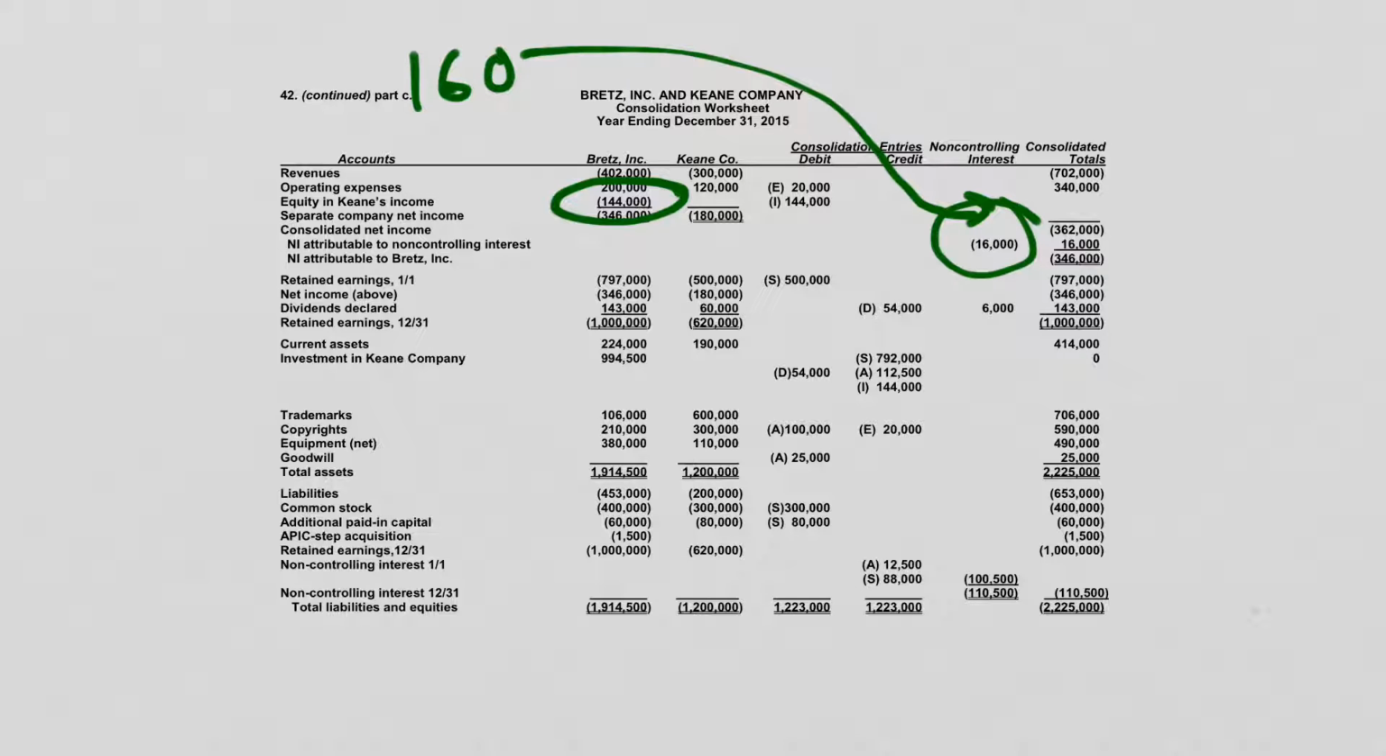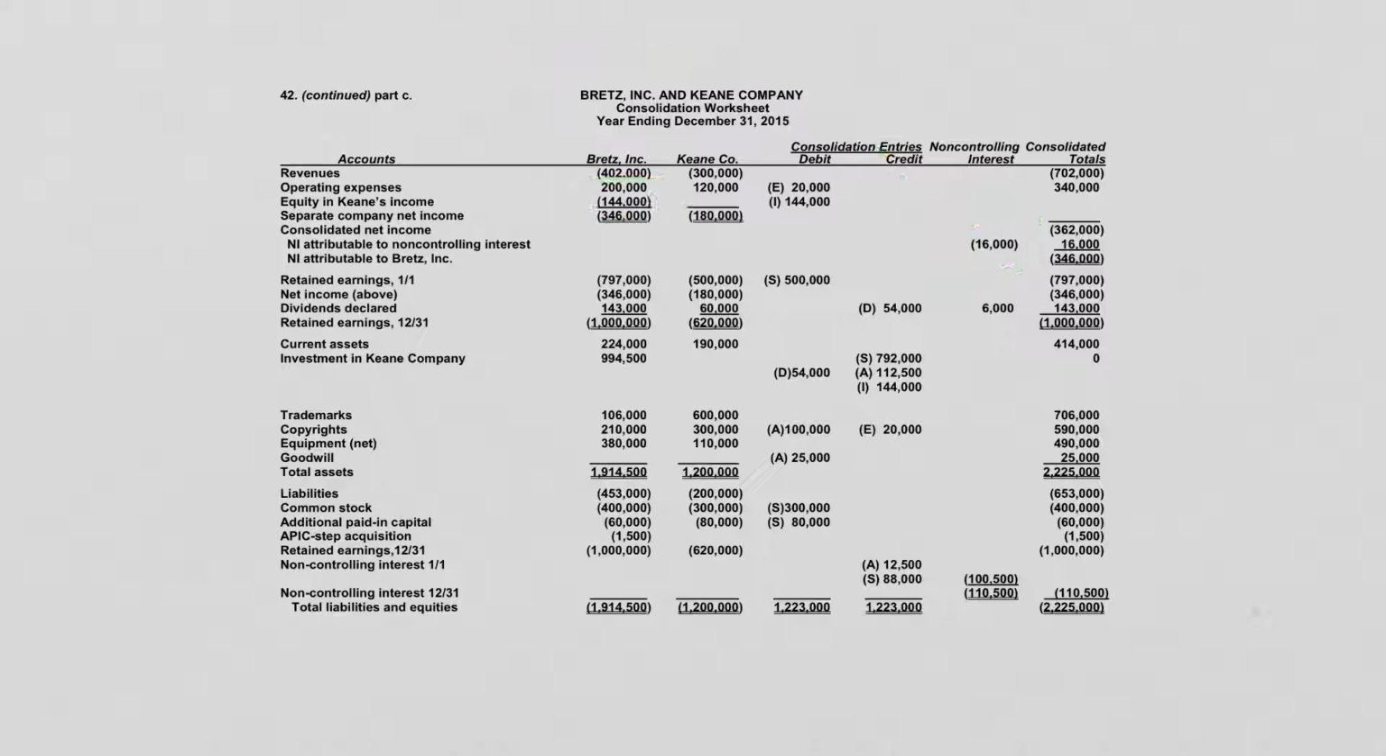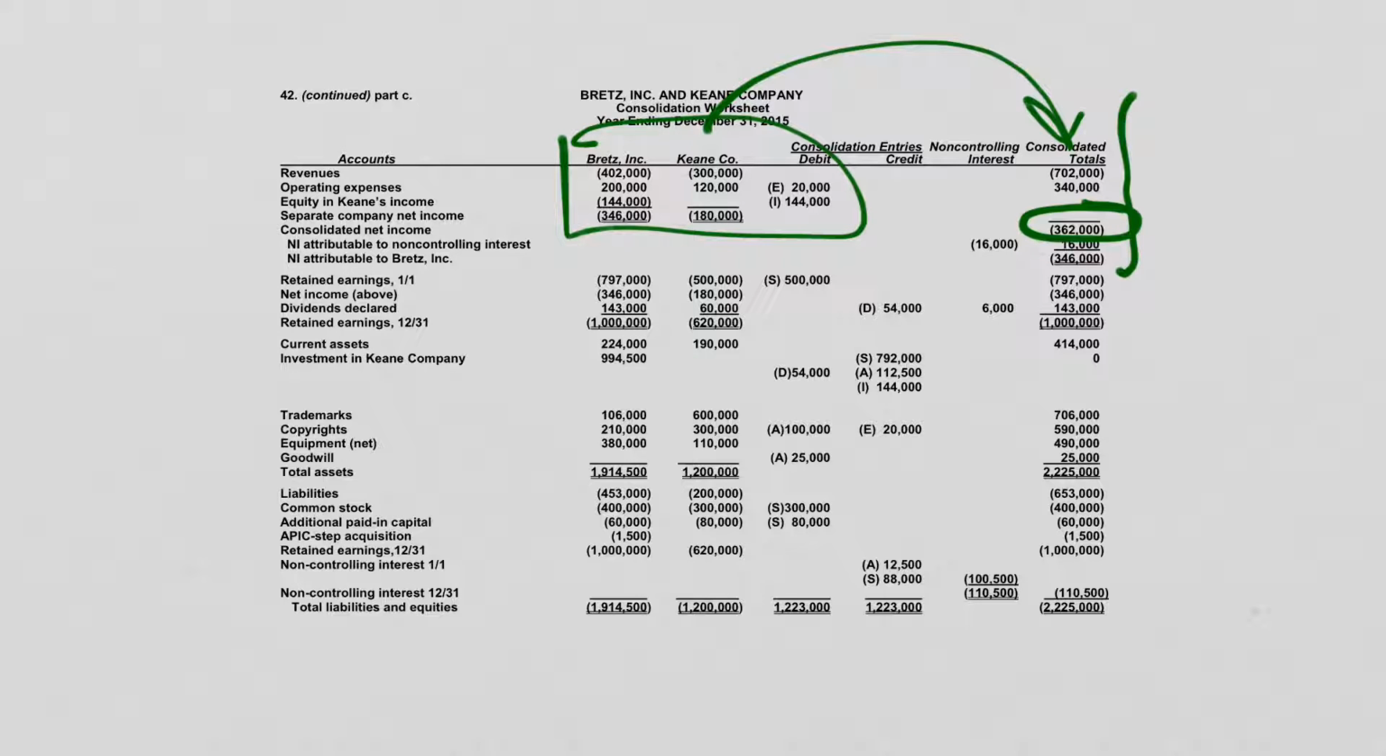At any rate, look what happens. The 16 is the amount of income to the non-controlling interest, and so when we get to this side of the equation, which is the consolidation, we're going to have the total consolidation income calculated by bringing everything across. That's the total company amount, but of that amount, 16 belongs to the non-controlling interest, and the remainder belongs to the parent, and it'll be called net income attributable to the parent.